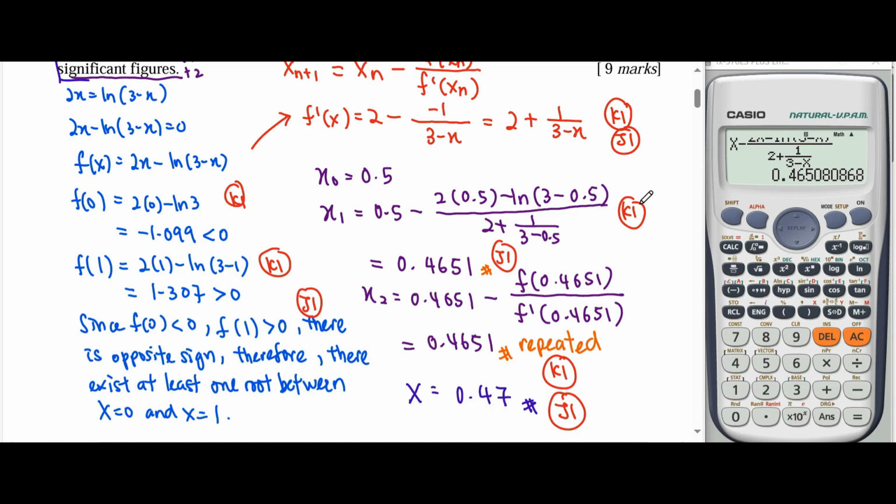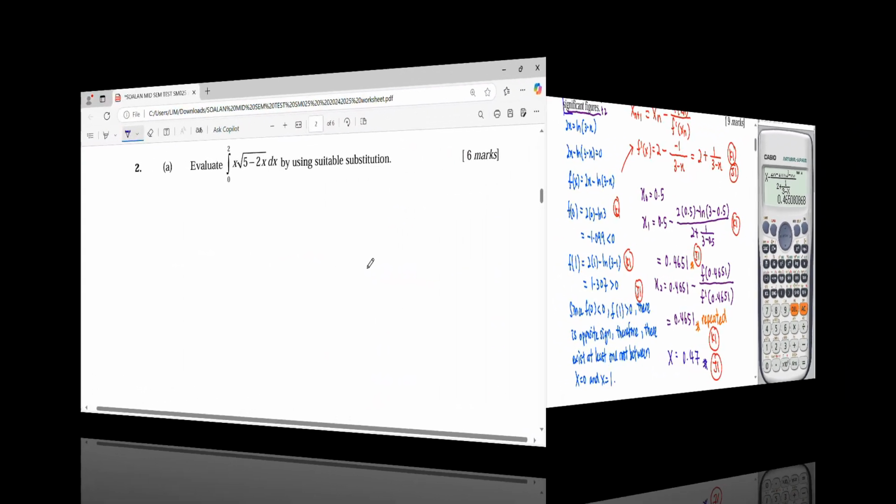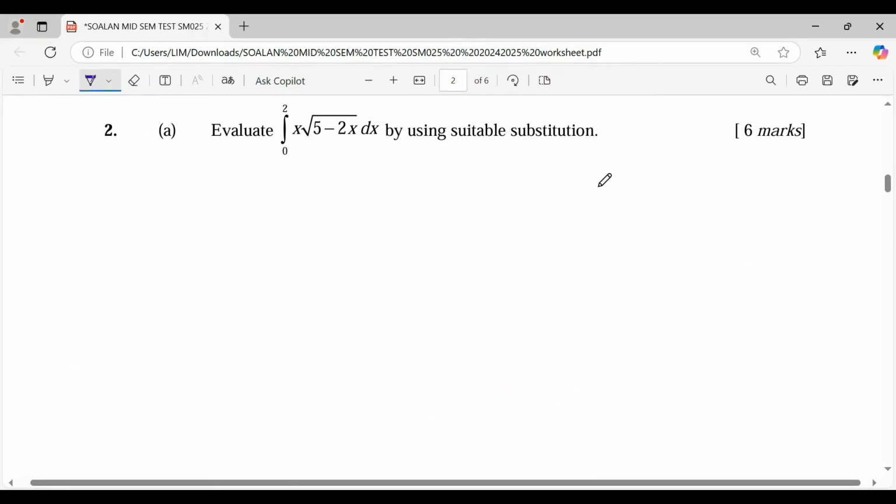Let us continue to the second question. For this question, they ask us to evaluate this integral from lower limit 0 up to upper limit 2 for the function x times the square root of 5 minus 2x, with respect to x, using a suitable substitution. So they require us to do the substitution method, which means that you must know what to start with, what is your u to start with.